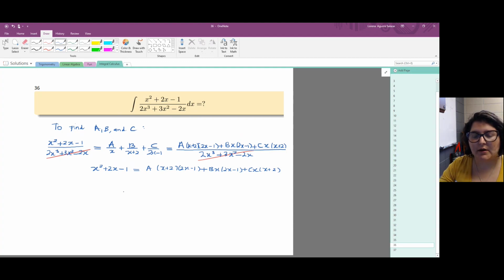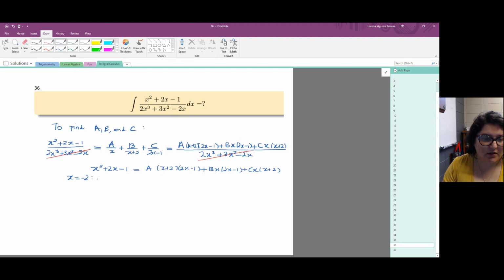But there is a trick to find a, b, and c by giving x certain values. We want to take values of x that make one of those factors, x or x plus 2 or 2x minus 1, equal to 0. And you will see why we want to do that. So x plus 2 equals 0 when x equals negative 2.